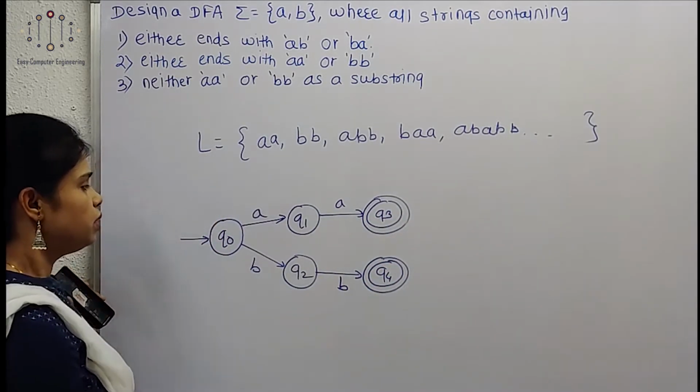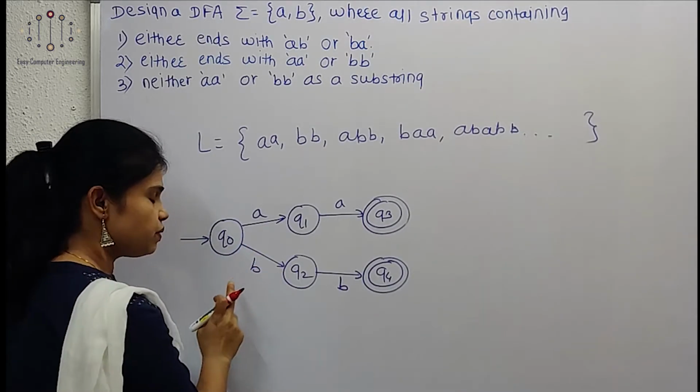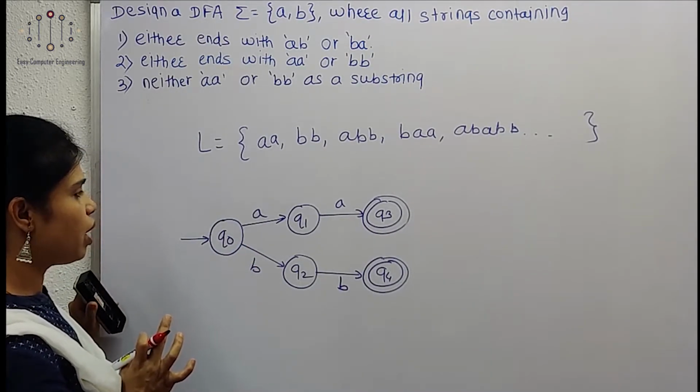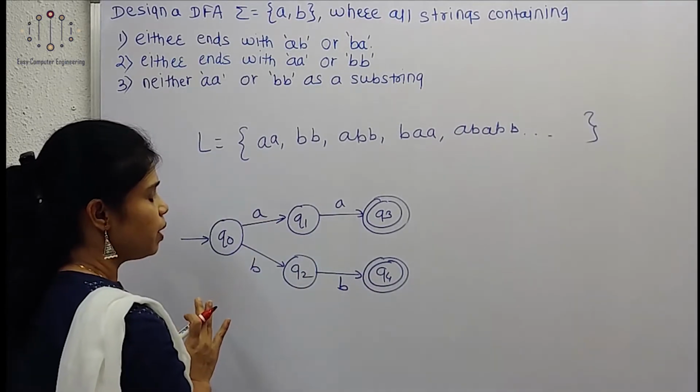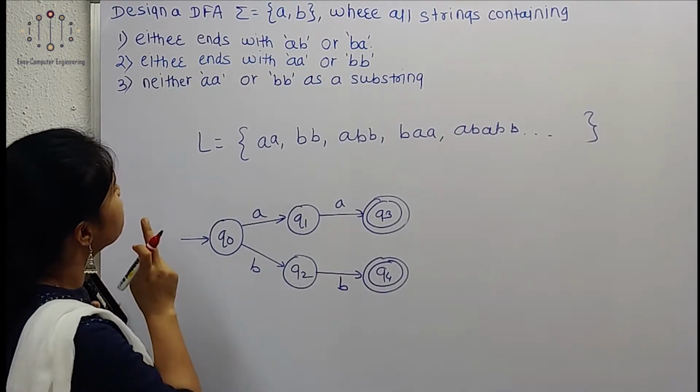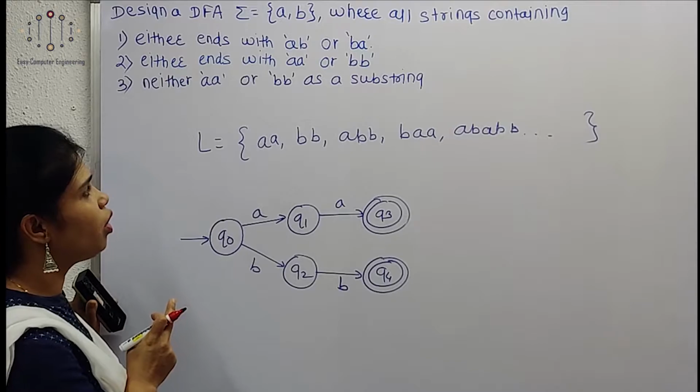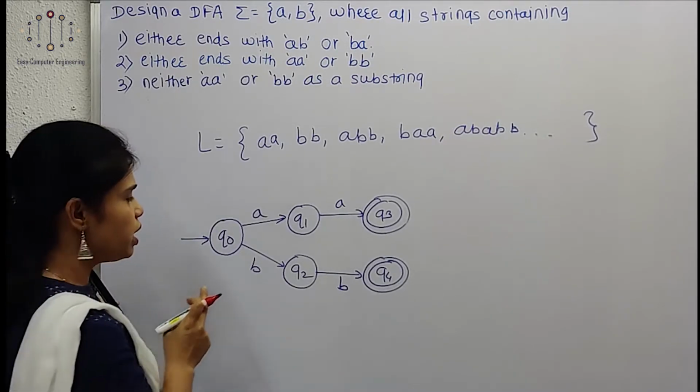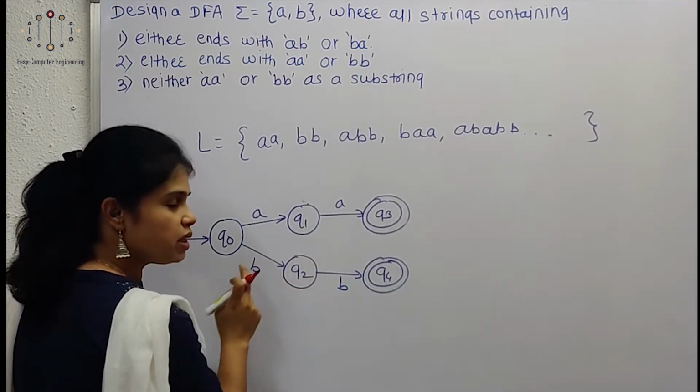Now from Q0, the A as well as the B transitions are done. Now we have to show the remaining transitions. All strings either end with AA or end with BB. So here put this B transition from this one.